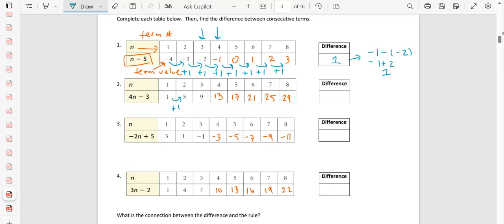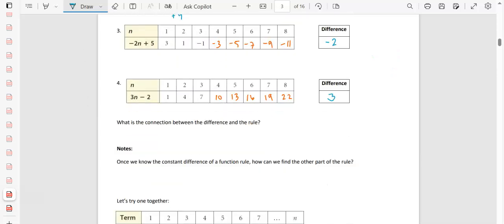For example 2, you should have noticed that the pattern is to add 4, so that's the difference. For example 3, the pattern was to subtract 2, and then for example 4, the difference was 3. And again, the pattern was to add 3. So what are you noticing every time? What is the connection between the difference and the rule?